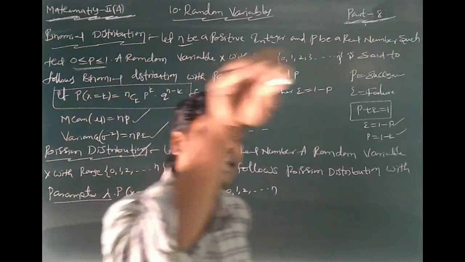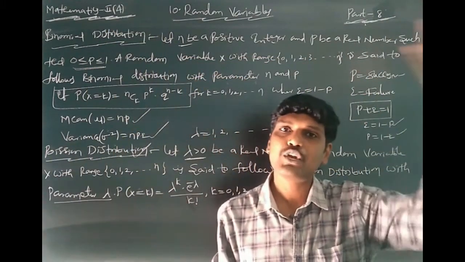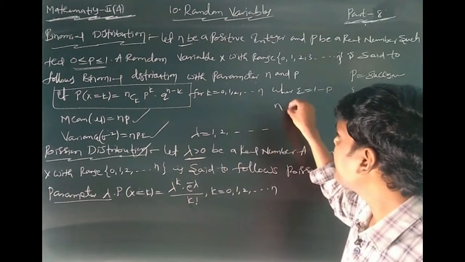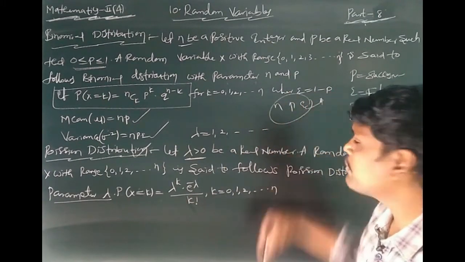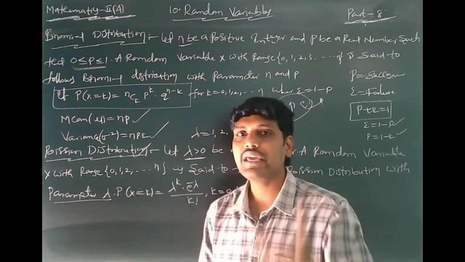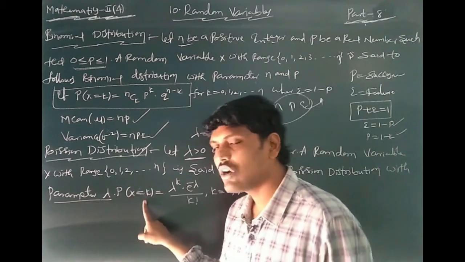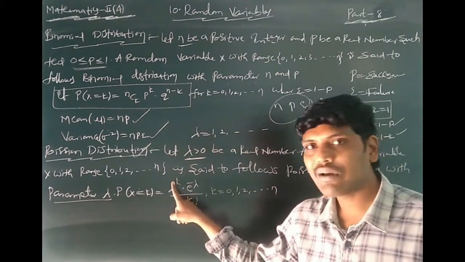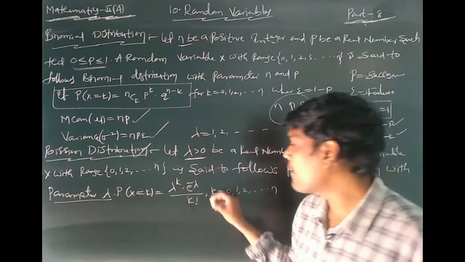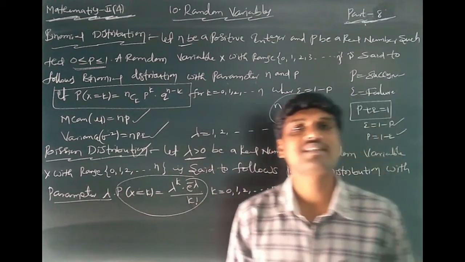What are the binomial distribution parameters? N, P, Q are parameters of the binomial distribution. In this Poisson distribution, only lambda is the parameter. Then P of X equal to k is equal to lambda power k into e power minus lambda by k factorial. This is the formula of the Poisson distribution.